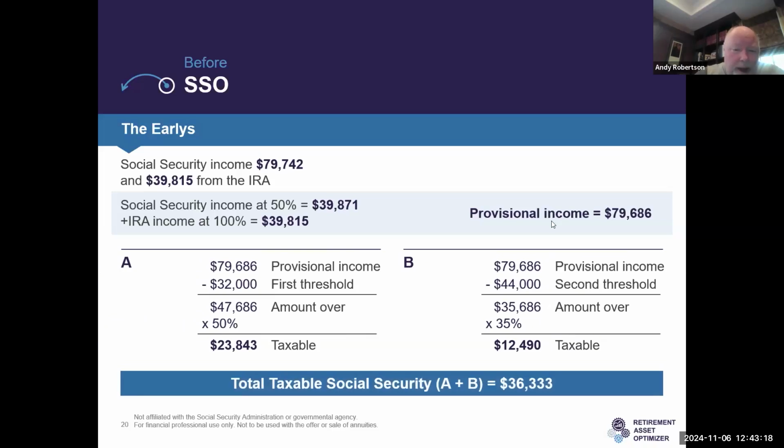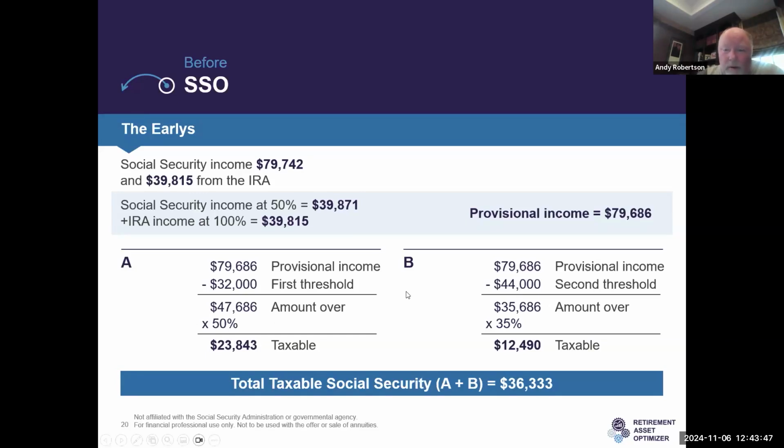Then all the IRS does is take this provisional income value and subtract that first threshold. They say everything from the first threshold up to the provisional income value in step one, we're going to account for 50% of that value. So 32 from 79,686 leaves 47,686. We're going to earmark 50% of that as taxable. That's Social Security income that's considered taxable.